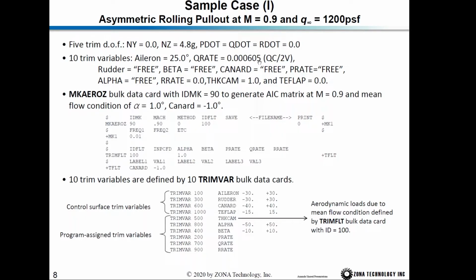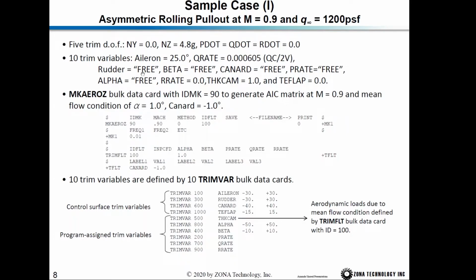And we specify Q rate equal to this, rudder equal to 3, beta equal to 3, canard equal to 3, P rate, the roll rate equal to 3, and alpha equals 3, and the yaw rate equals 0, thick cam equals 1, and trim flap equals 0. So in this trim problem, we want to find out what's the angle of attack to give us 4.8 G. And under this anti-symmetric aileron deflection, what kind of roll rate can we achieve? Meanwhile, we want to keep the P dot, Q dot, R dot to be 0.